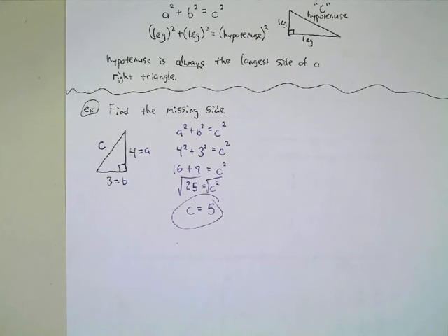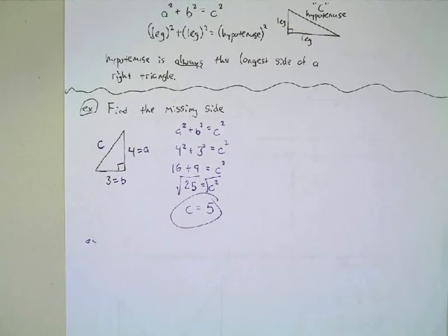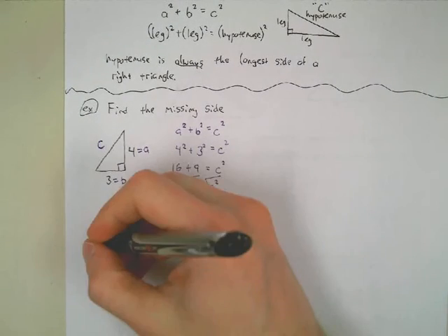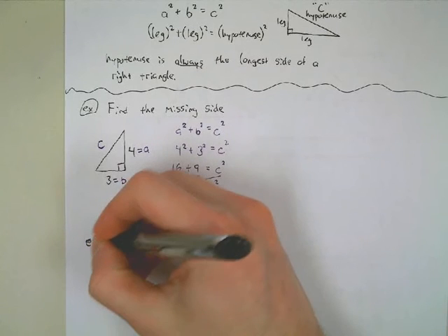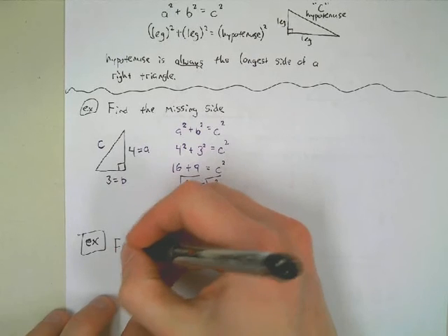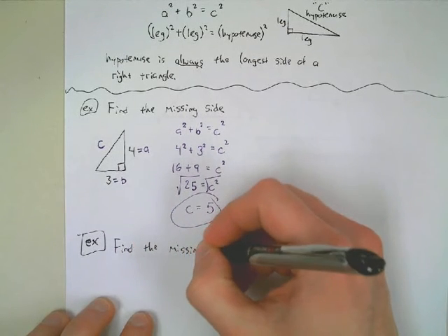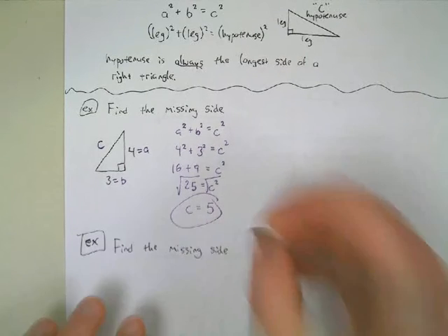Okay, questions on any of that? We're all good there? All right, we're going to try one more here at least, I think. Let me see. Let's try another one. Okay, we're going to find the missing side. All right, let's see. I'll draw another right triangle.